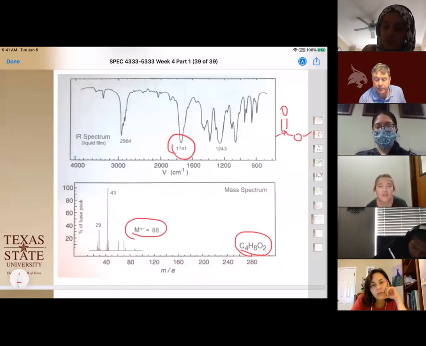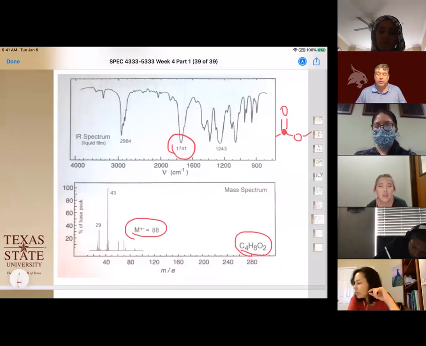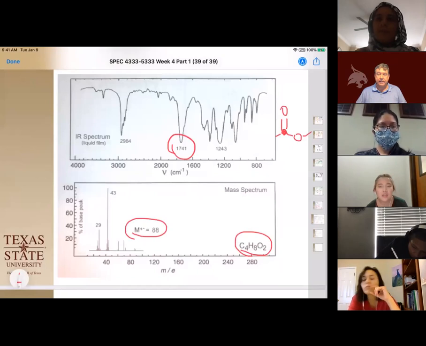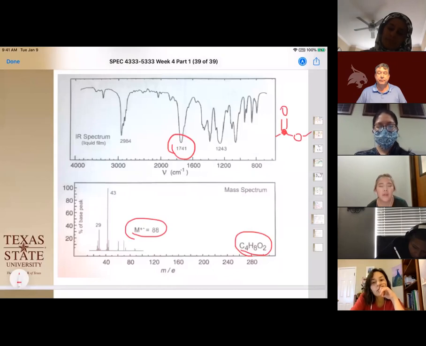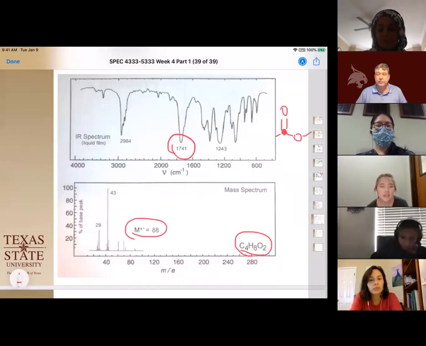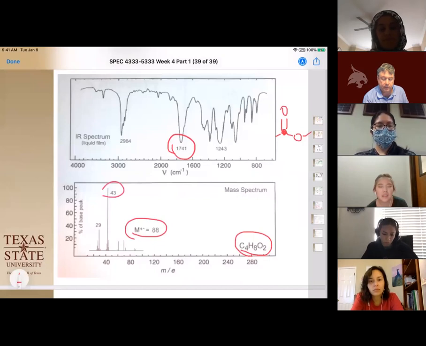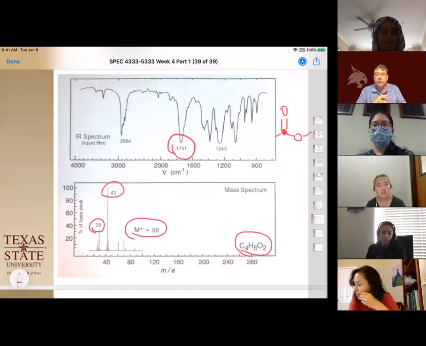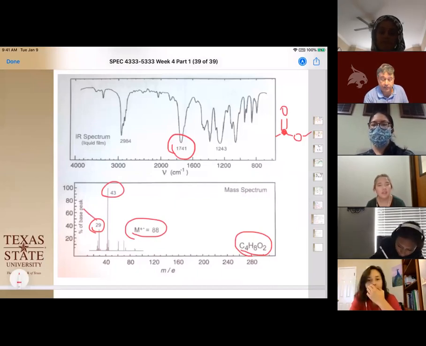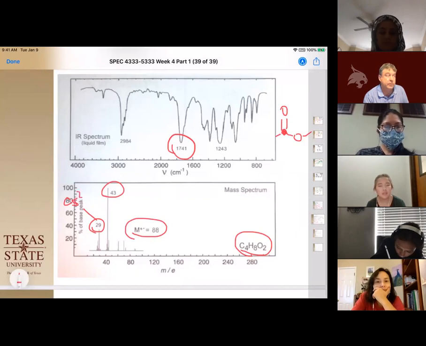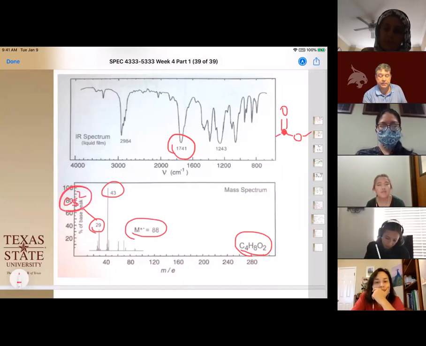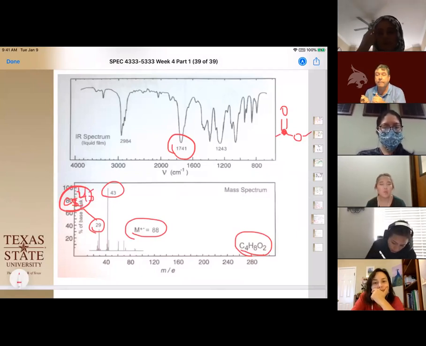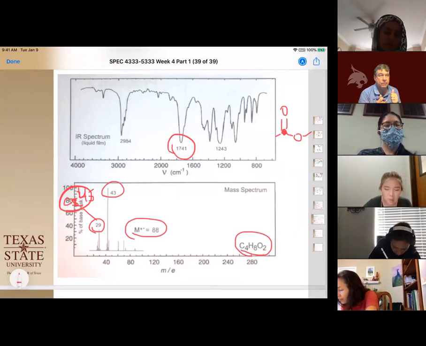This structure here takes up 1 carbon and 2 oxygens. That leaves us 3 carbons and 8 hydrogens to deal with. Where do we go next? Ooh, we have another peak here, and we have this peak here. That's a good one. So the 29 is a C2H5. So that means that might be a fragment coming off as a C2H5. What's the 43? It might be, no, sorry.